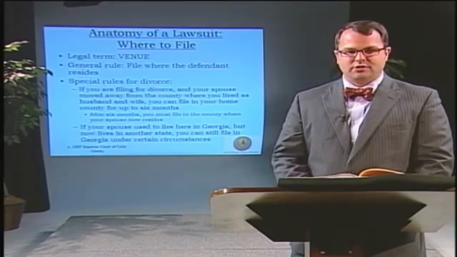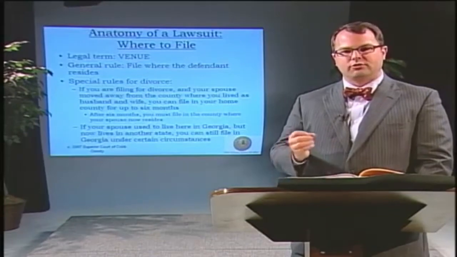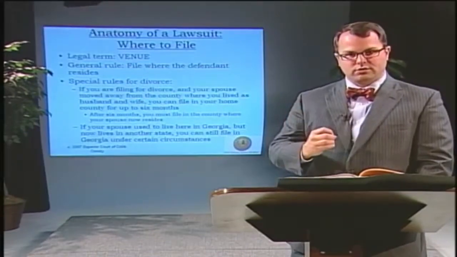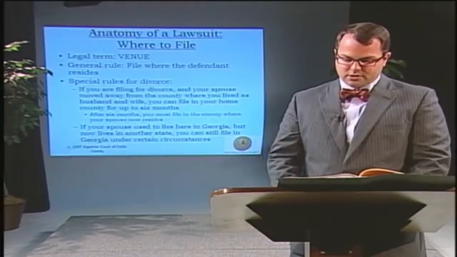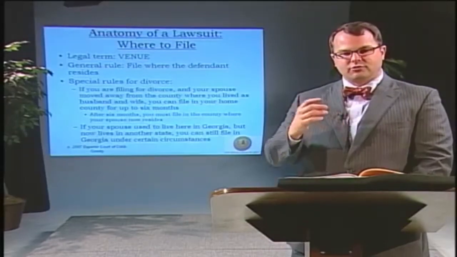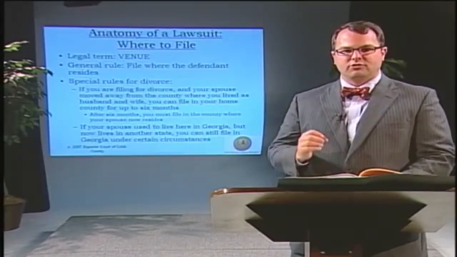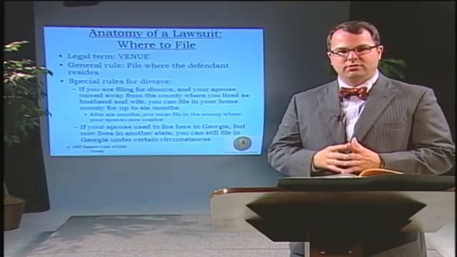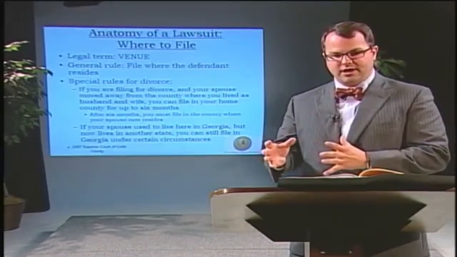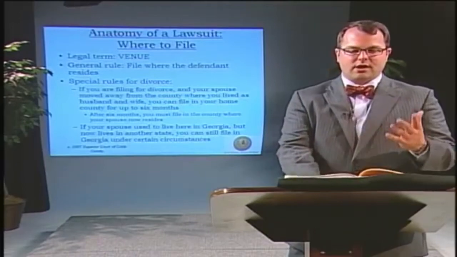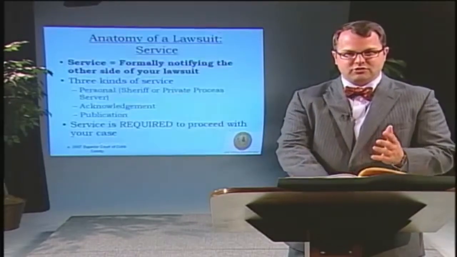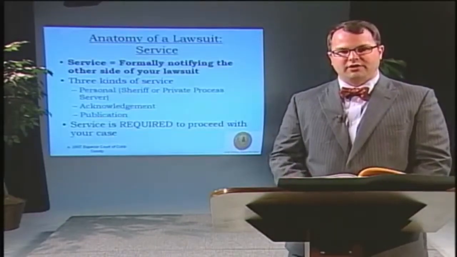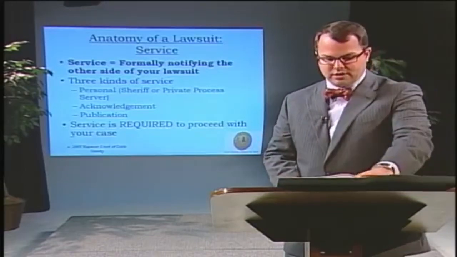There's another exception involving situations where your spouse or the person you're suing lived in Georgia but no longer lives here. If your spouse now lives in another state, there are special exceptions that allow you to sue them other than in the county where he or she resides in that other state. But that requires a lot of special procedure and will most likely require you to hire an attorney, which we'll talk about at the end.